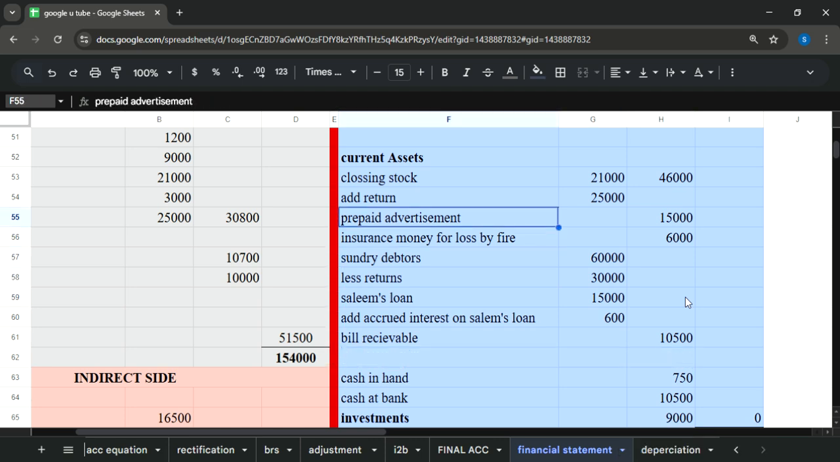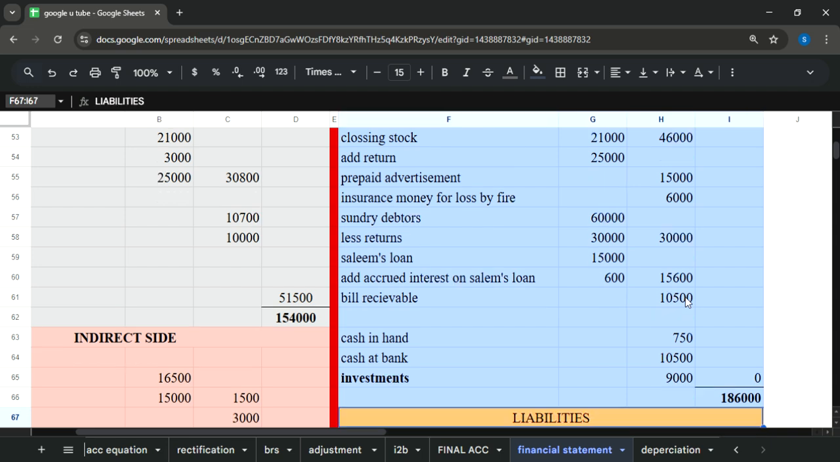Alright, now let's calculate our debtor side. Prepaid advertisement, okay. Insurance money is okay. And here we will start our calculation for debtors. Look here, 60,000 were debtors, but product were returned, so 30,000 would be subtracted. After that, we have Salim's loan, and outstanding is 600. In this way, it has also been completed.